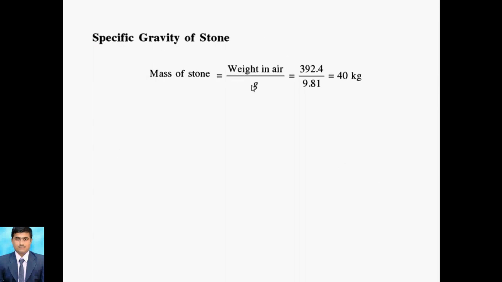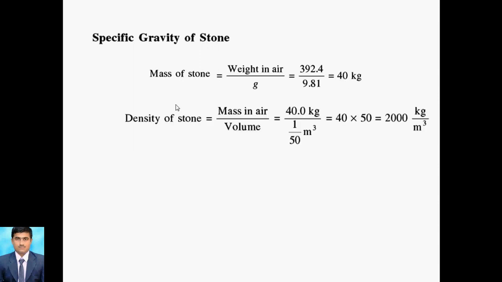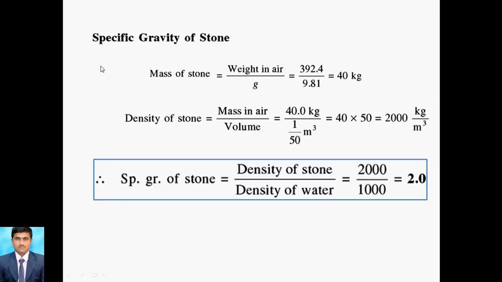Mass of stone is equal to weight in air divided by g, 392.4 divided by 9.81, that is equal to 40 kg for mass. Now we move to the density of stone. What is the density of stone here? Mass divided by volume. We put this value in and find the kg per meter cube, that is the density of stone. Then specific gravity of stone is density of stone divided by density of water, 2000 divided by 1000, which is equal to 2. So this is the specific gravity of stone.